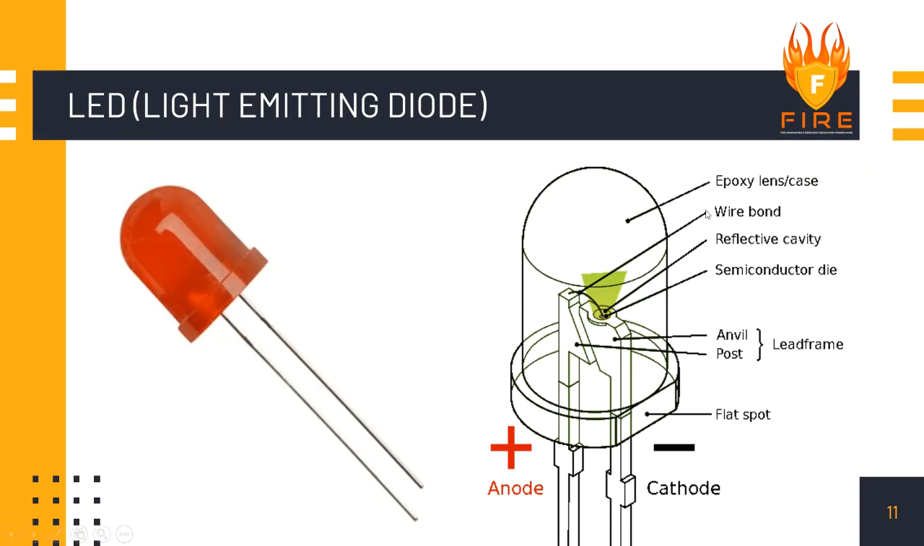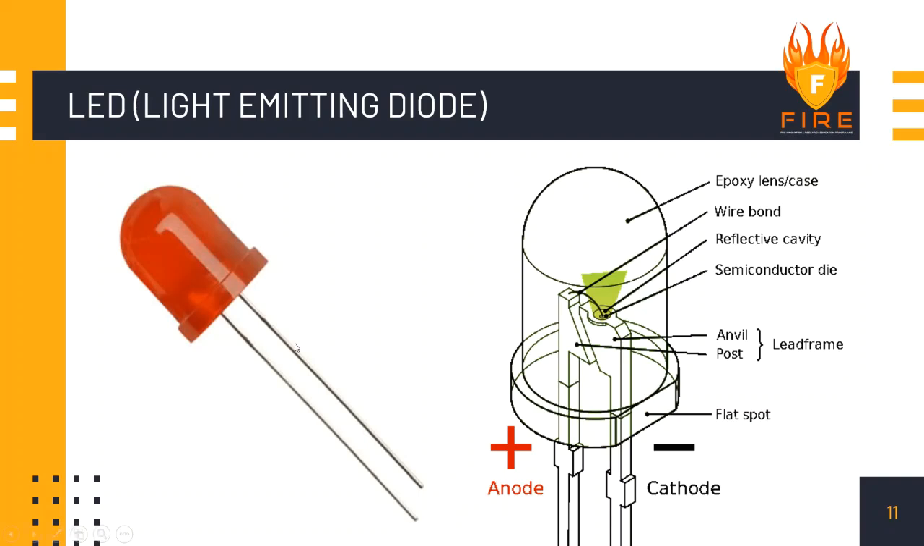So if you see the detailed diagram of the LED, you can see the epoxy lens case at the top, the round one. There is a wire bond connecting the two circuits together, that is the anode and cathode wire together. In the center there is a reflecting cavity and a semiconductor die that on getting voltage emits the light, right? And if you see, there are two posts, that is called the anvil and post, that is also known as the lead frame. Okay? And there is one more flat spot there for fitting these LEDs into proper cavities in the circuits or into plastic bodies of any other equipment, right?